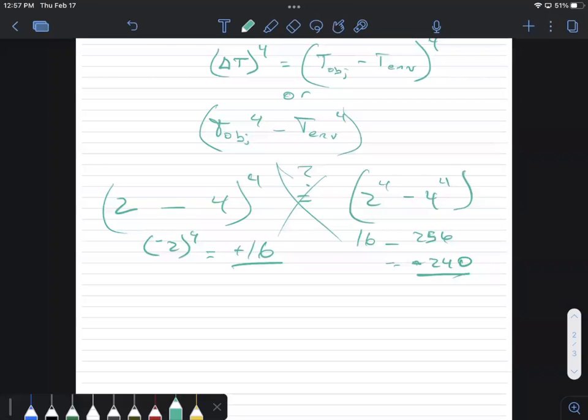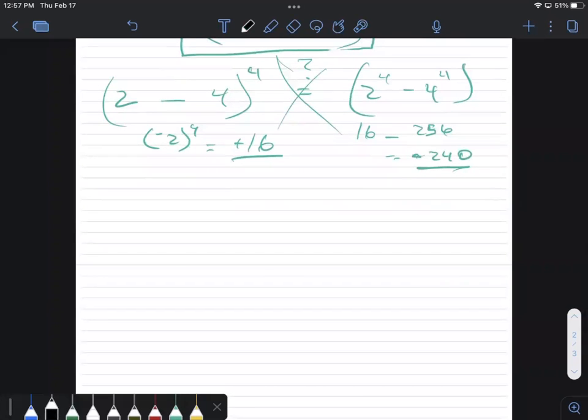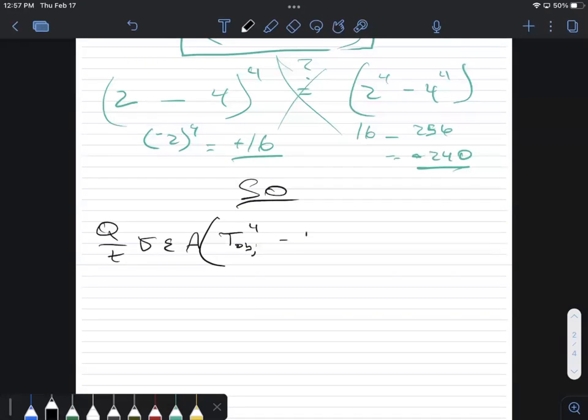Well, if we use the data from experiments, we find out that this is the correct way to do it. It's the fourth power of the temperature minus the fourth power of the temperature. So our new equation, Q over T, the power radiated by an object, is sigma epsilon A times the temperature of the object to the fourth power minus the temperature of the environment to the fourth power.